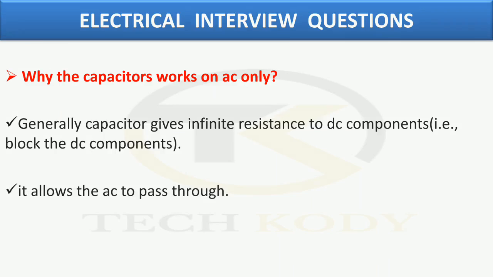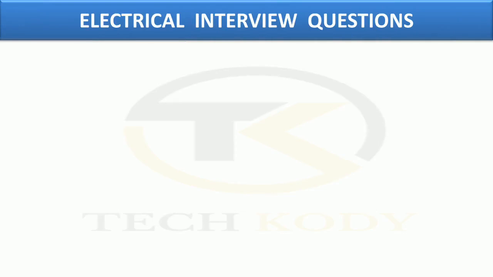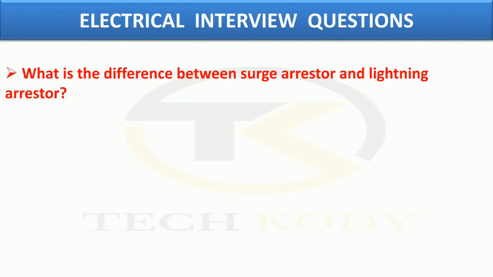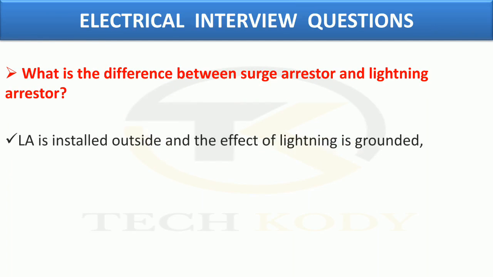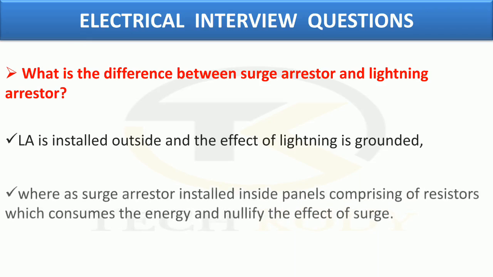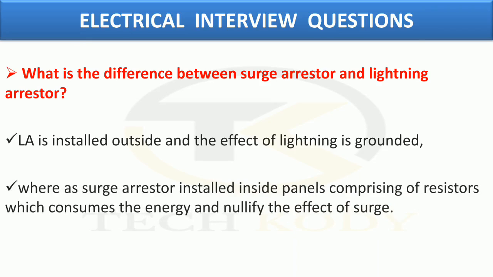The next question, what is the difference between the surge arrestor and lightning arrestor? Lightning arrestor is installed outside and the effect of lightning is grounded, whereas the surge arrestor is installed inside the panel, comprising resistors, which consume the energy and nullify the effect of surge.